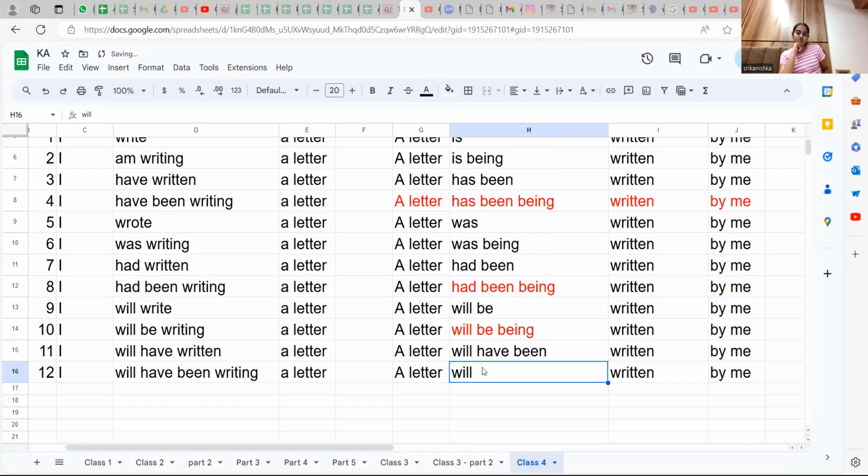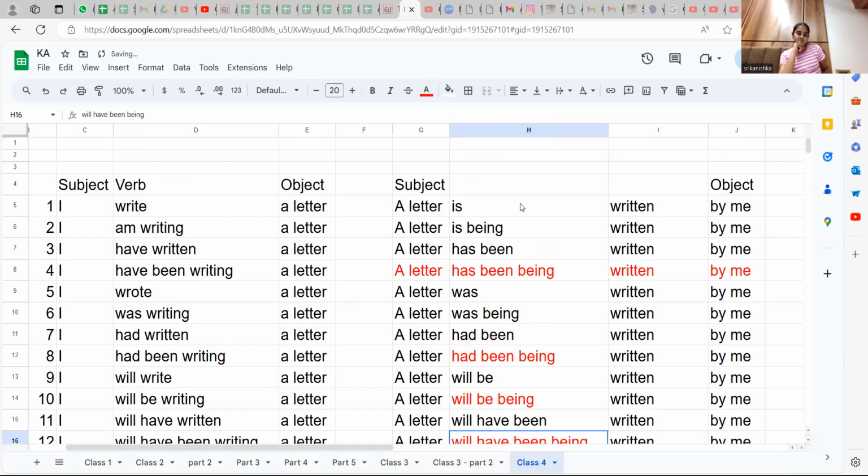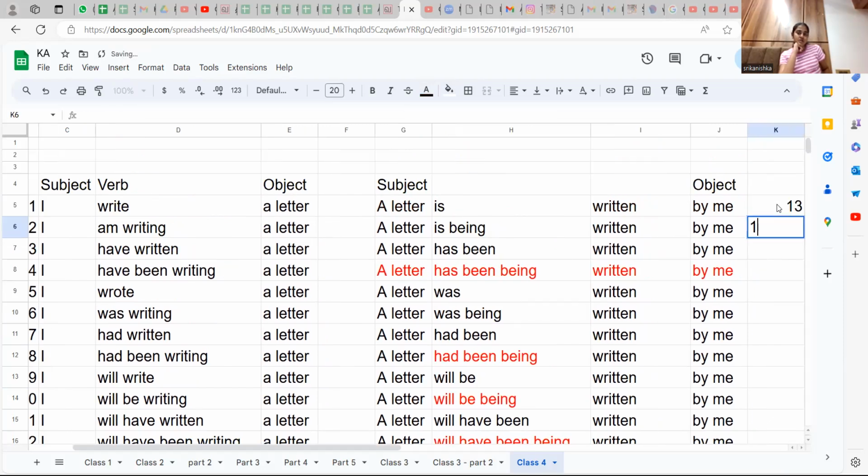Now, this is going to be will have been being. A letter will have been being. So, there are two be verbs. Here also, we are not going to write. All right. So, this is what it is, 1, 2, 3, 4, 5, 6, 7, all the 12. Now we can number it, 13, 14. So the ones that are not there, you are not going to number. Blank. Blank. 16. 15, 17, 18. Blank. 19. Blank. Blank. 20. Blank.